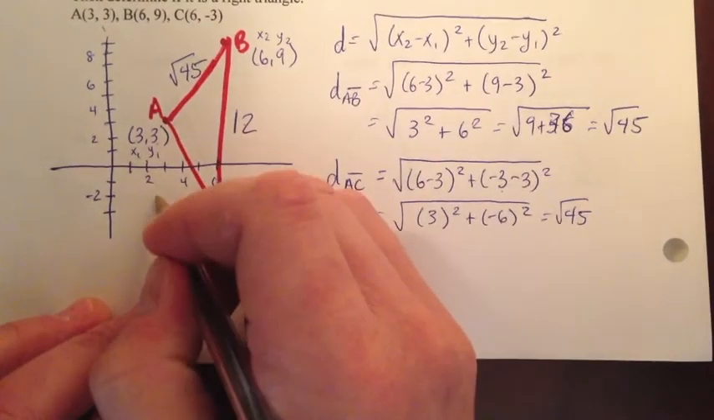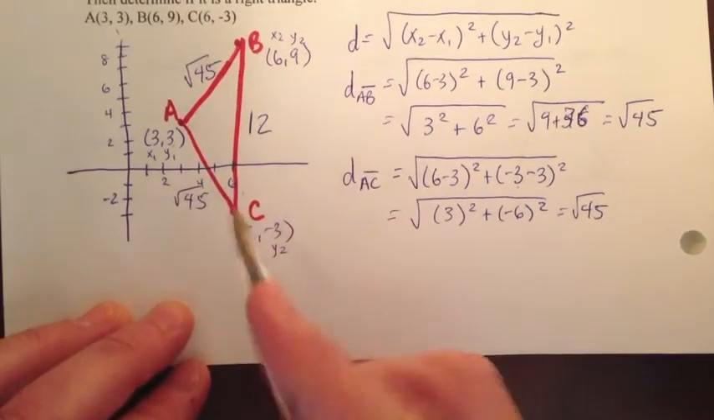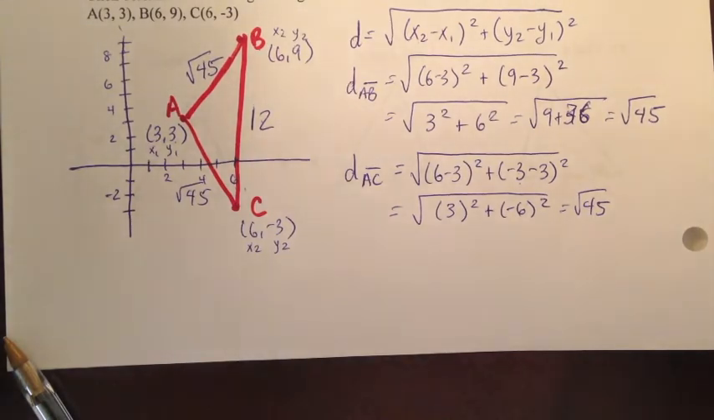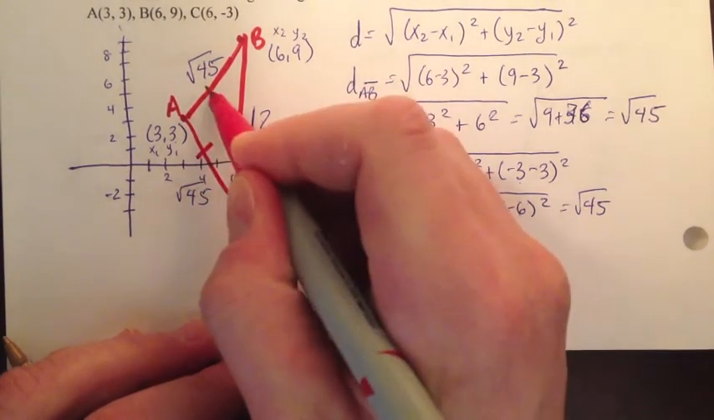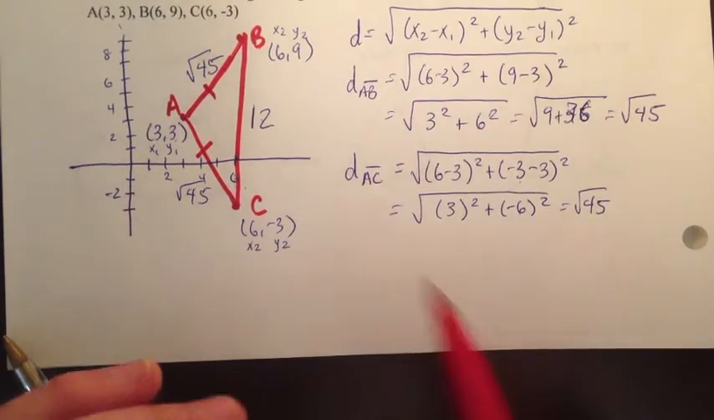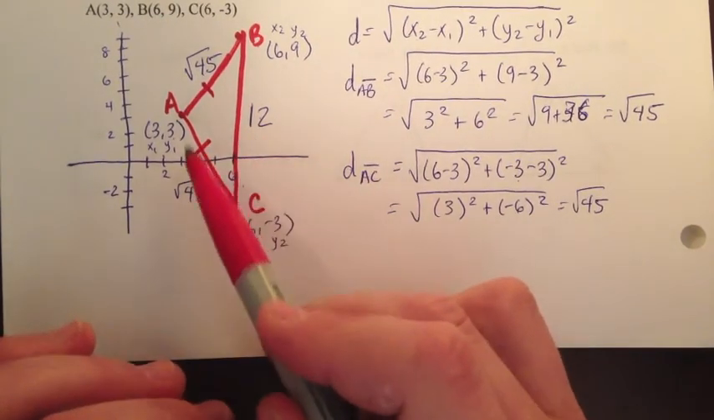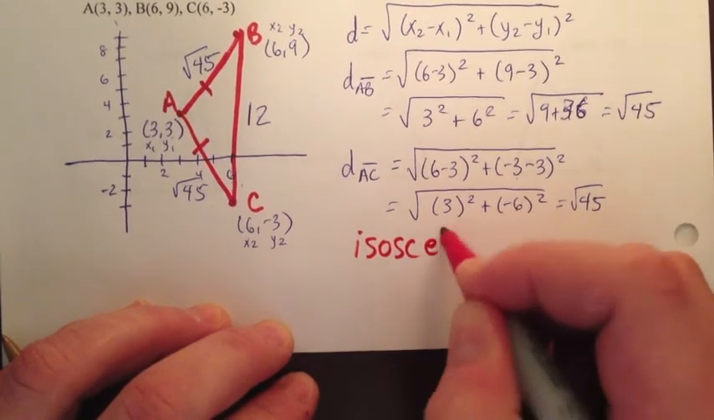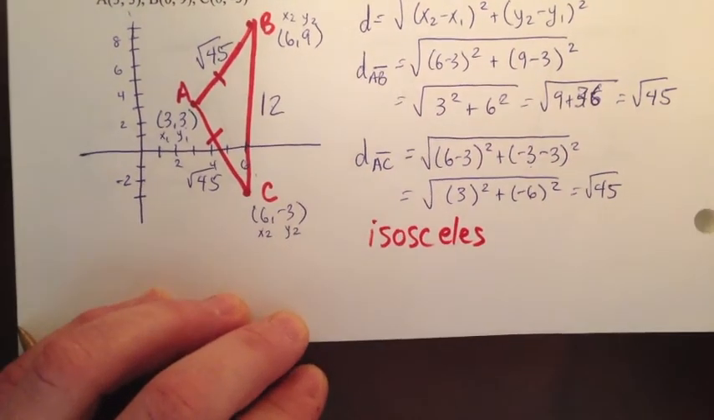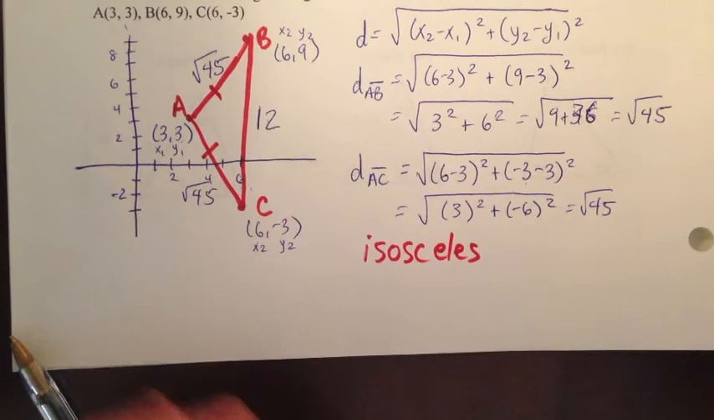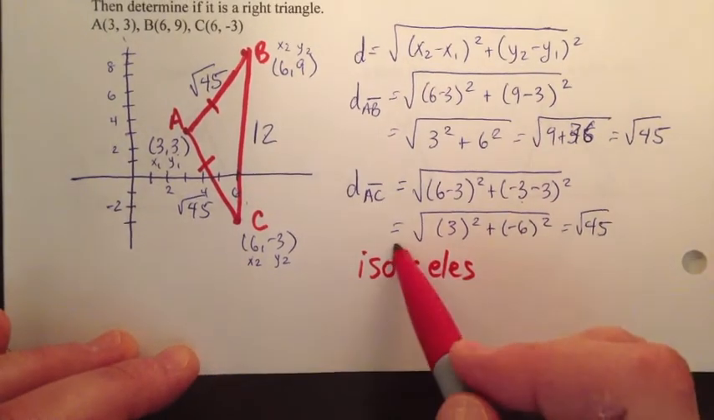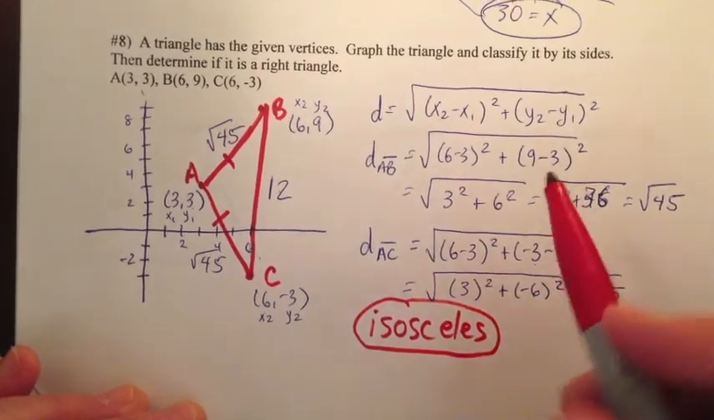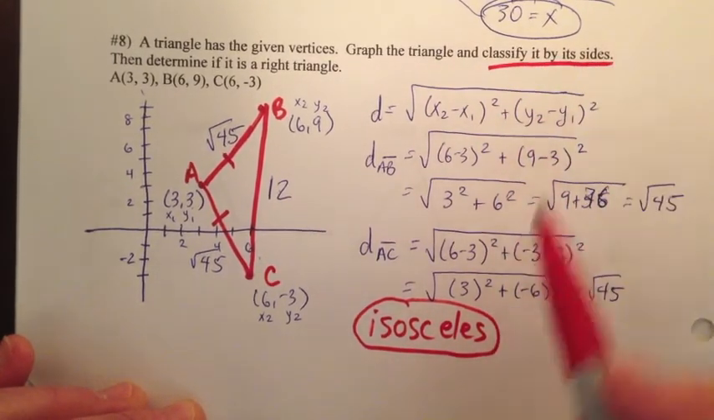So what that tells us here is that these two sides are congruent. And if two sides are congruent, that's not the same as 12, but those two are congruent, then this must be isosceles. Okay, so there's our answer to that. Now, the last piece of this that they ask, so there's one answer. We classified it by the sides. Okay, so this is good.